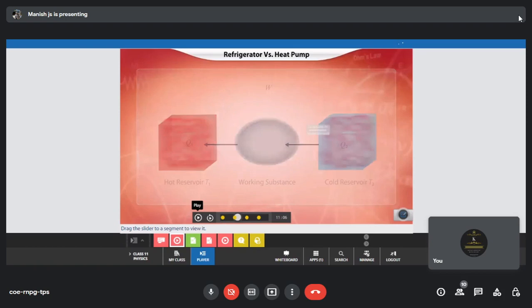The cold reservoir is something which is inside. We keep our food inside. The food from outside is at normal temperature, room temperature, but inside the fridge the temperature is lower. So what happens? Whatever heat is there in the food is getting transferred to the working substance. By working substance in the fridge, I am talking about the coil which is there. That coil will absorb the heat.